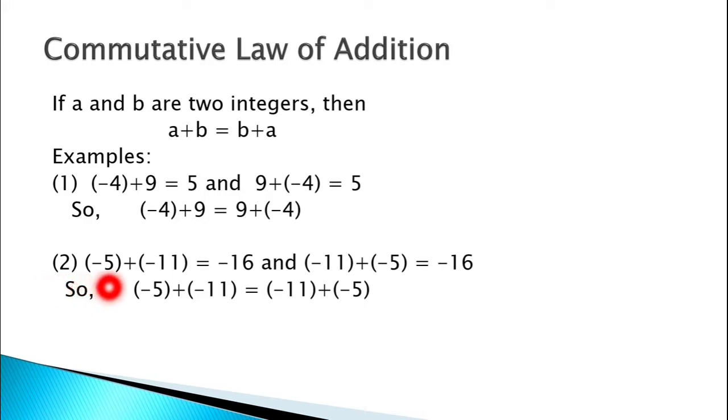Another example is minus 5 and minus 11. Both are integers. First we add minus 5 to minus 11, which gives the result of minus 16. After that we add minus 11 to minus 5, and again it gives the same result of minus 16. So we can say that either minus 5 is added to minus 11 or minus 11 is added to minus 5, both cases have the same result. This is the commutative law of addition.